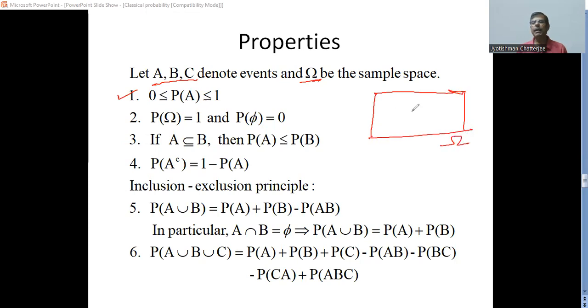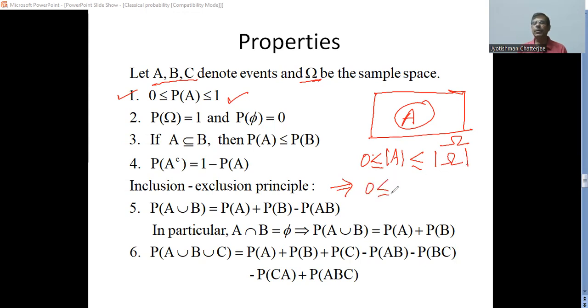This is omega and this is A. Now let's look into this property. We know that size of A is a non-negative number because size can never be negative. So 0 is less than or equal to size of A. And also, because A is a subset of omega, we can write size of A is less than or equal to size of omega.